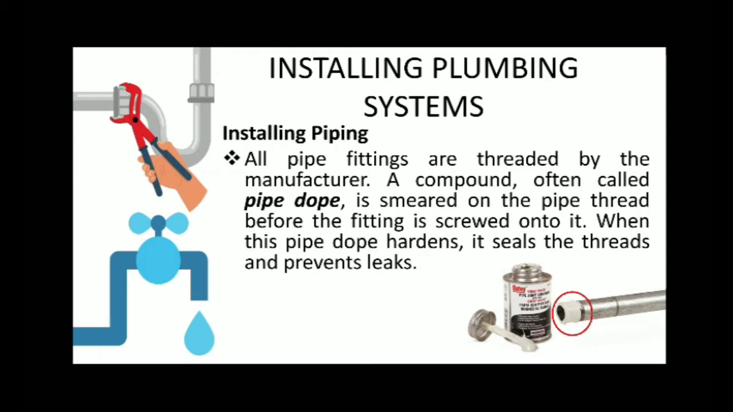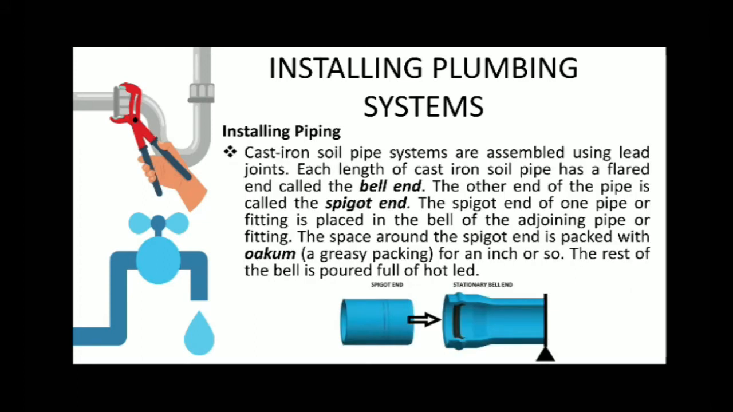In the case of cast iron pipe systems, they are assembled naman through lead joints. Bawat isang cast iron pipe ay may tinatawag na bell end at spigot end which is shown in the image. Yung spigot end daw ay ikinokonekta sa bell end ng kasunod na tubo nito. And sa parting ito, pinapatuluan ng lead para ma-secure yung dugtungan.